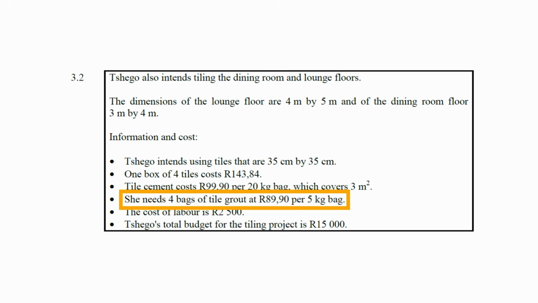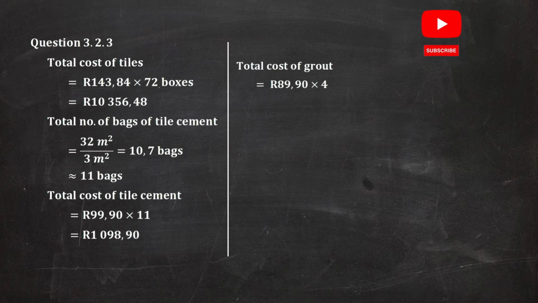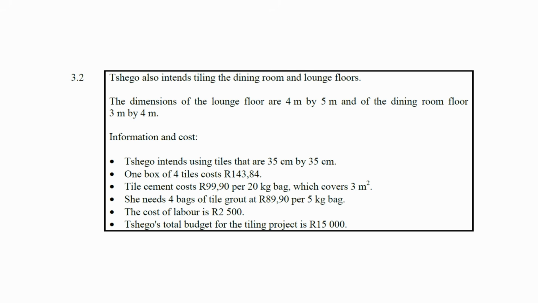It is given that 4 bags of tile grout are needed for this project at 89 Rand 90 cents per bag. So the total cost for the grout needed will be 89 Rand 90 cents multiplied by 4 bags, and this equals 359 Rand 60 cents. The total labor cost is given as 2,500 Rand for the whole project.